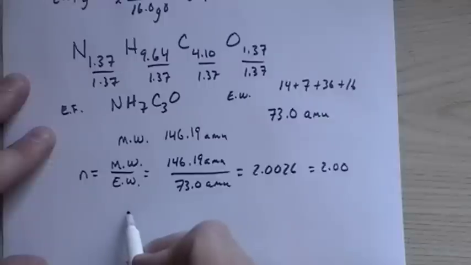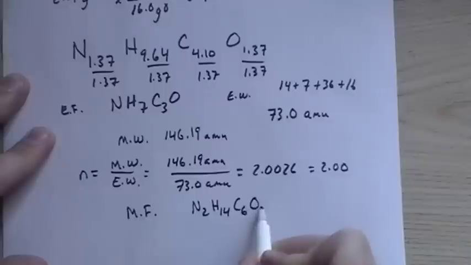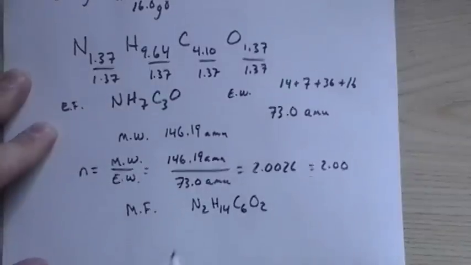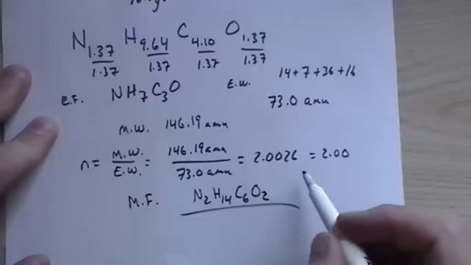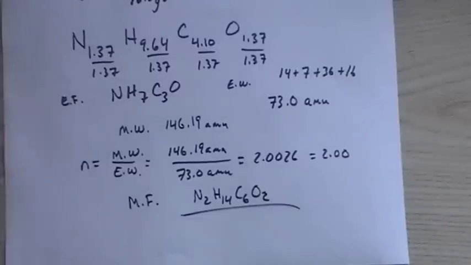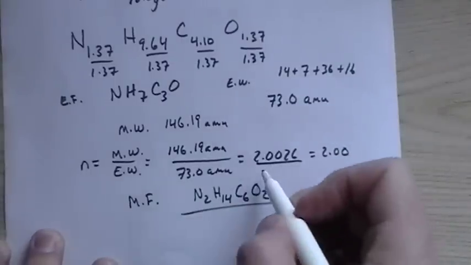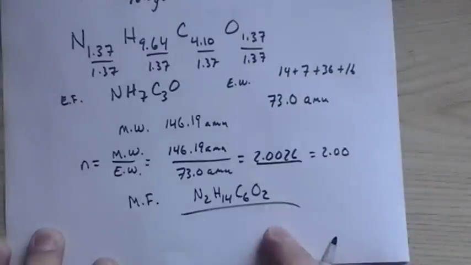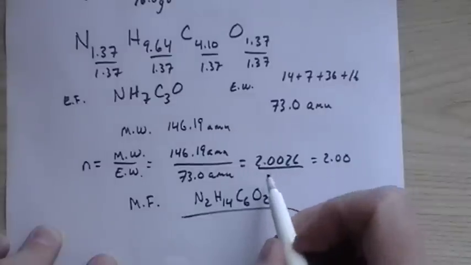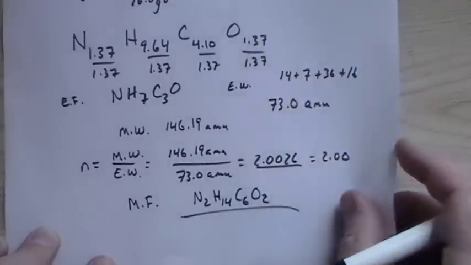that the molecular formula is going to be N2H14C6O2. If you found the molecular weight of this, you'd find that it was 146 AMU. That seems perfectly reasonable because we get something that's very close to a whole number here. Even if it was not quite an integer, we could work with it. But normally you end up with something that's very close to an integer.